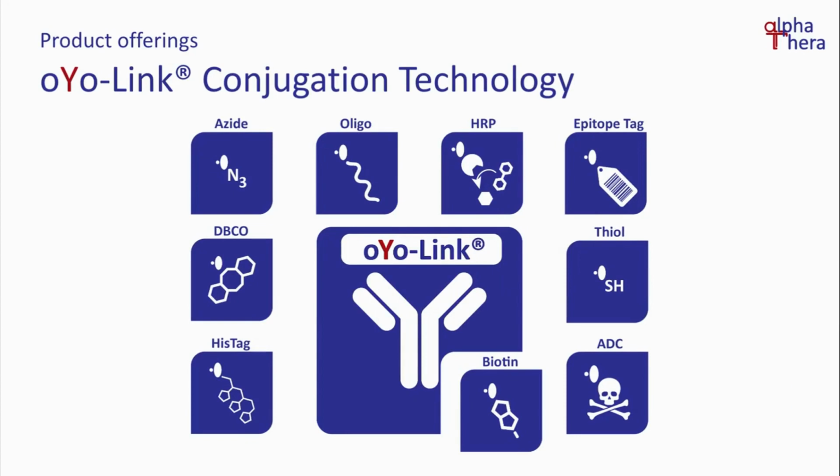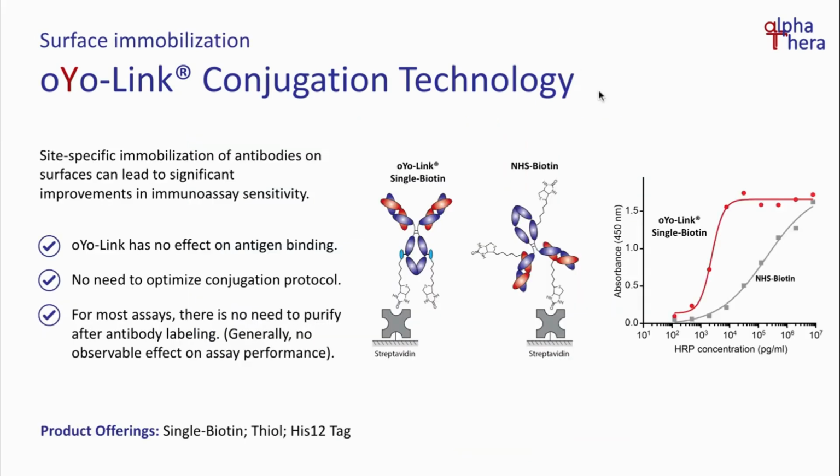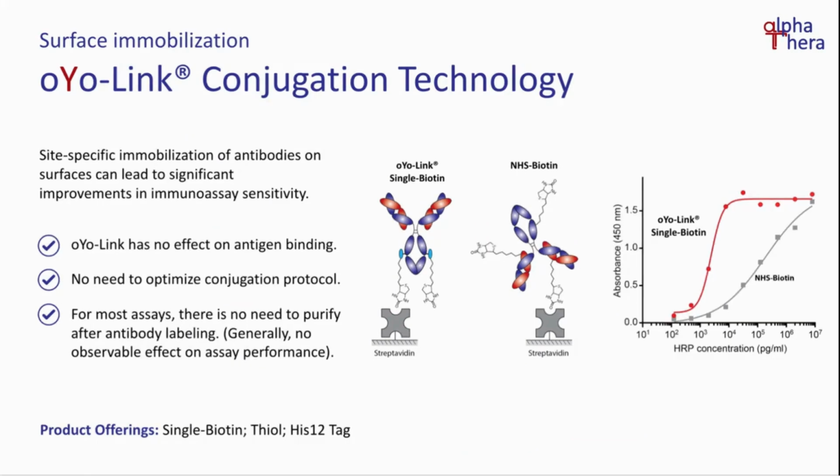AlphaThera currently offers a diverse range of products, including reagents for labeling antibodies with click chemistry groups, oligonucleotides, biotin, epitope tags, drugs, and more. I will now highlight several of our products and discuss how they potentially improve your assays, starting with oYo-Link Single Biotin.